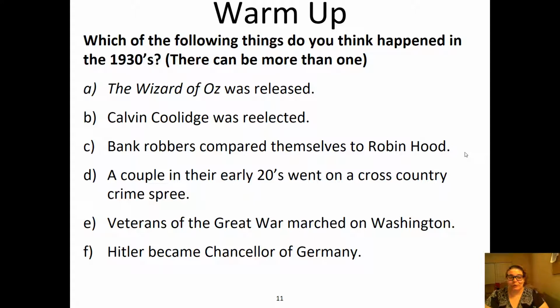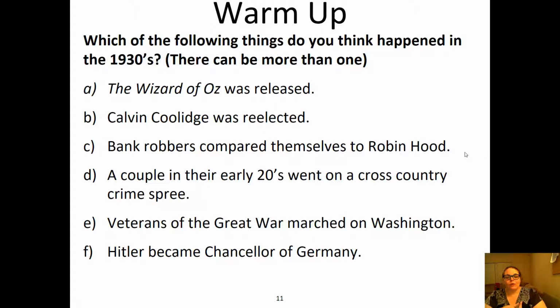Bank robbers compared themselves to Robin Hood. That is actually true. We'll talk about the FDIC, the insurance company for banks, later on. A couple in their early 20s went on a cross-country crime spree. That is true, and most of you already know their names. Hopefully somebody said it. Bonnie and Clyde.